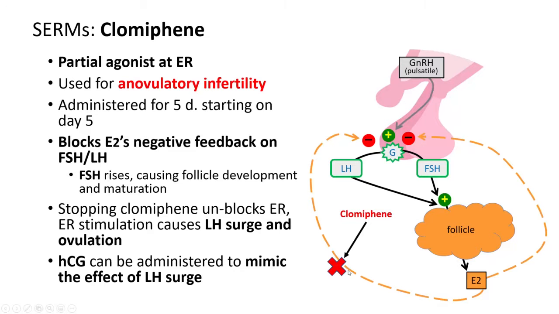And also, as you can see, it blocks the negative feedback effect of estrogen on FSH and LH. It's blocking this negative effect, so FSH will rise, causing follicle development and maturation. That's why it's indicated for anovulatory infertility. Also, if you stop clomiphene, it will unblock the estrogen bound to the receptor and promote stimulation that will cause an LH surge, which we know is a determinant for ovulation.